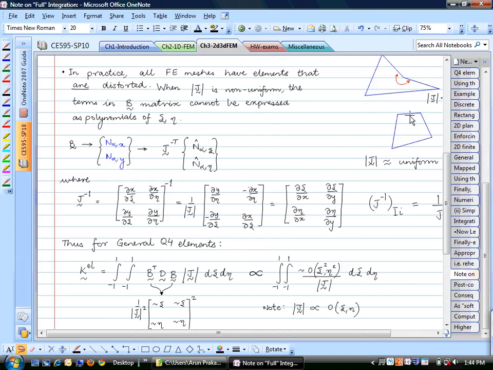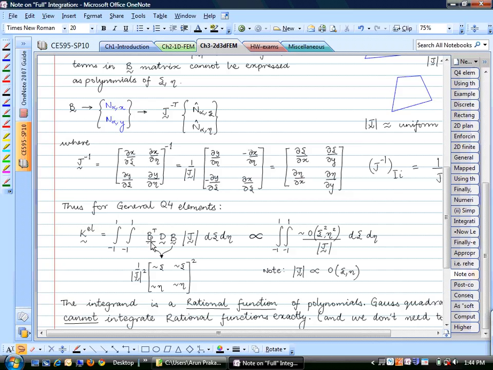So if you have distortion in your elements, then for general Q4 elements, once you write out your element stiffness matrix in your parent coordinates, you will see that each of those terms, for example, the B matrix, is going to be J inverse transpose times this. And what is that quantity? This quantity is going to be proportional to xi and eta. Why is that? Is that okay? So let's go over this slowly. B matrix is derivatives with respect to x and y, which is going to be J inverse transpose times the derivatives with respect to xi and eta.